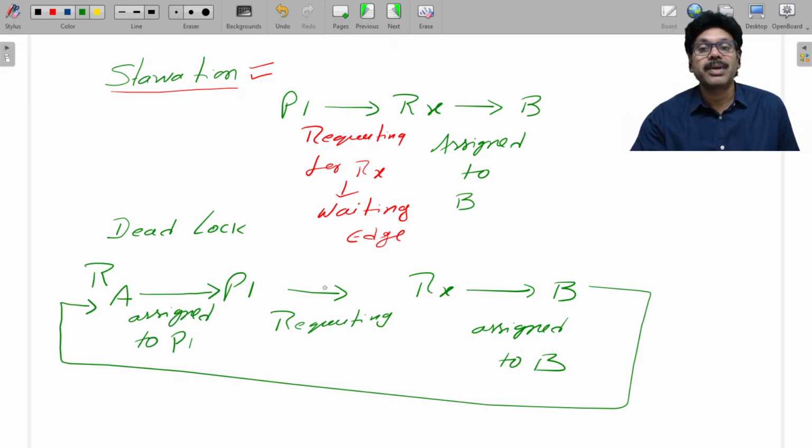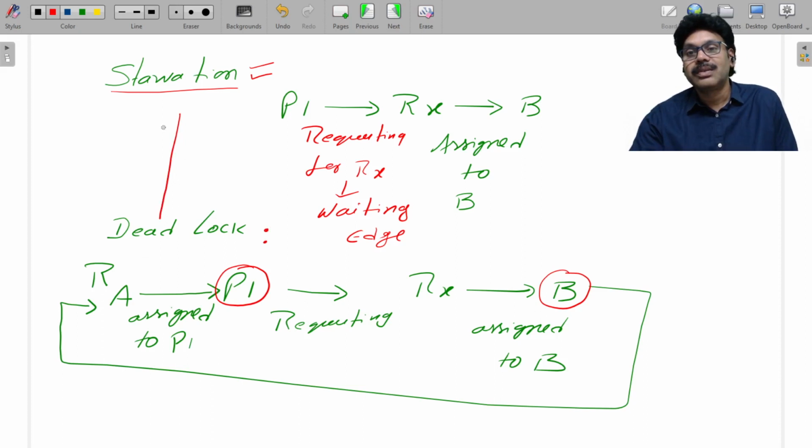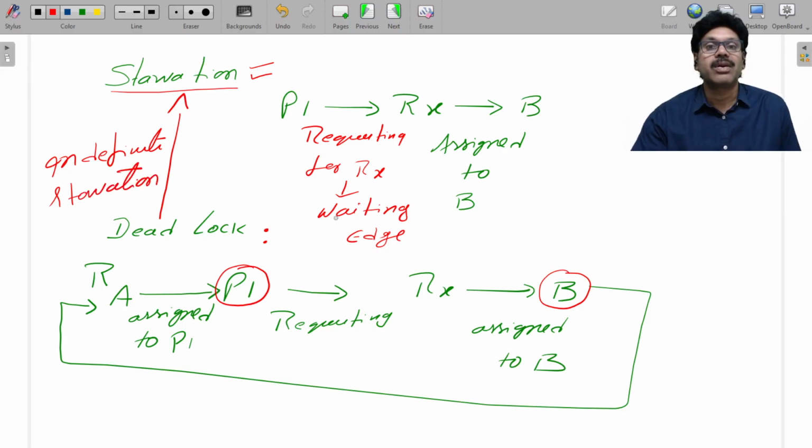Then in this case, what happens? P1 cannot release its resource A, and B cannot release the resource Rx. Then we get indefinite starvation. Another name for deadlock is indefinite starvation. If it is a finite starvation, it's not a deadlock. If it is indefinite starvation, indefinite waiting, then it is a deadlock.